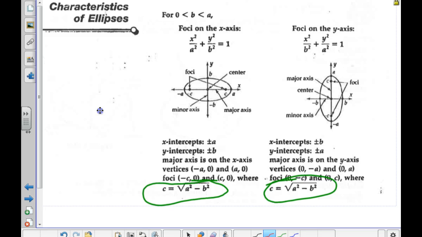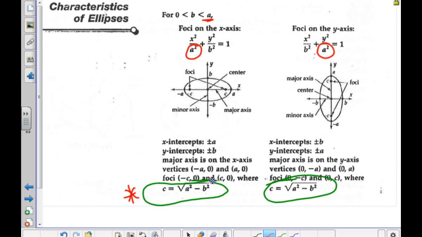All right, this particular one says if A is the bigger number, then it goes this way. If A is the bigger number on this picture, it goes this way. In other words, it's vertical. If the bigger number is under the Y, it goes vertically; if A, the bigger number, is under the X, it goes horizontally. But this one does finally tell you how to find C, okay?